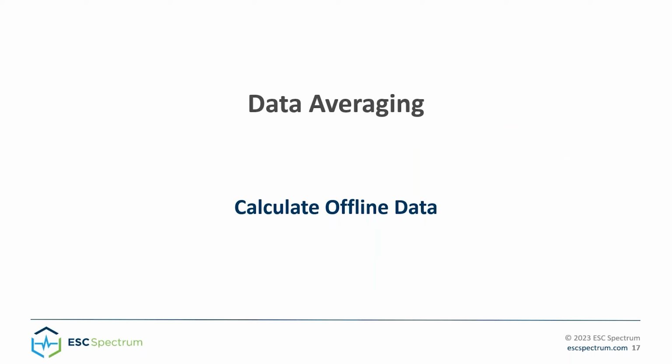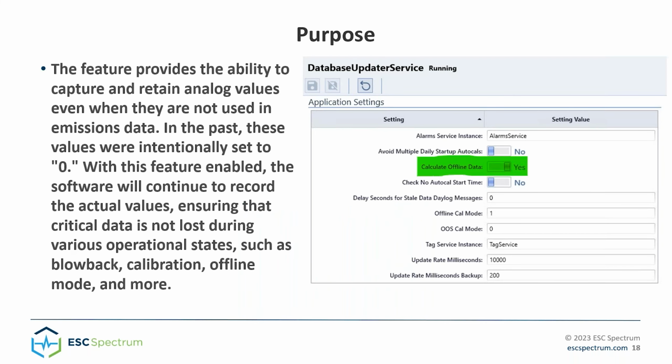Data averaging, this is another administrative option. And this is part of the database updater service. When you're in here adjusting these settings, if you enable this, I believe it's disabled by default, you will need to restart the service.